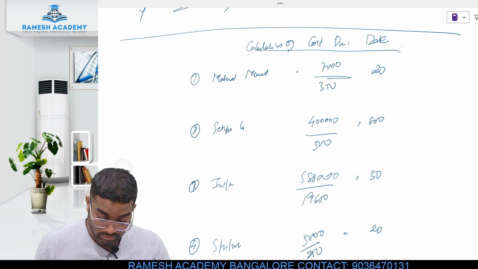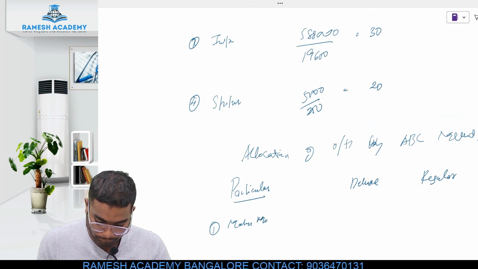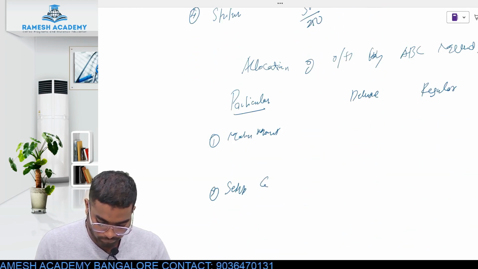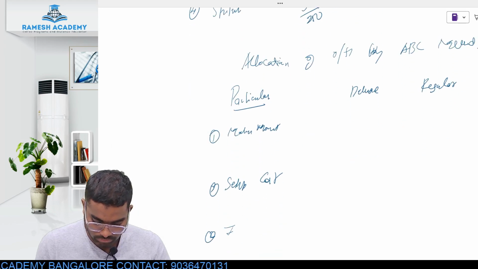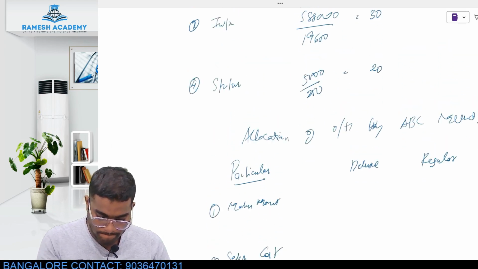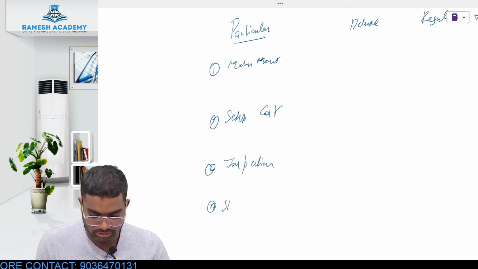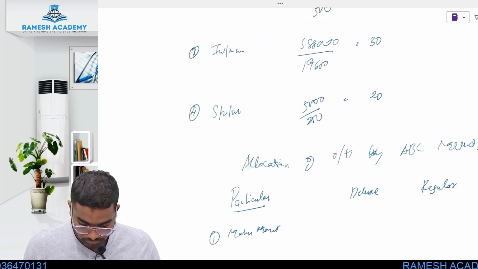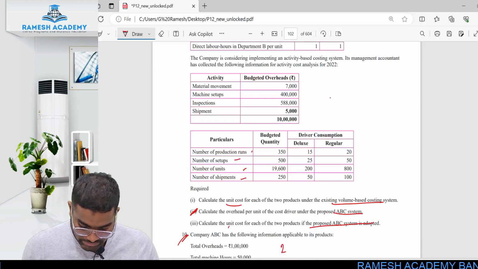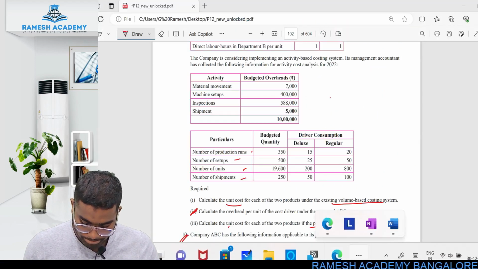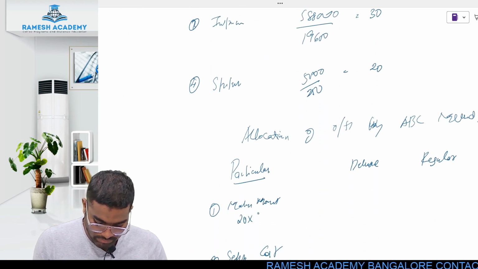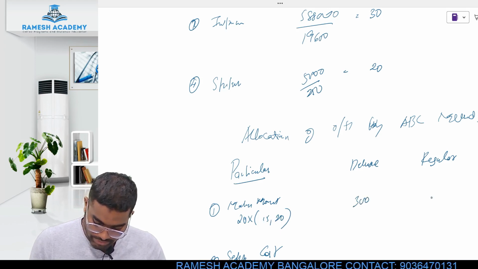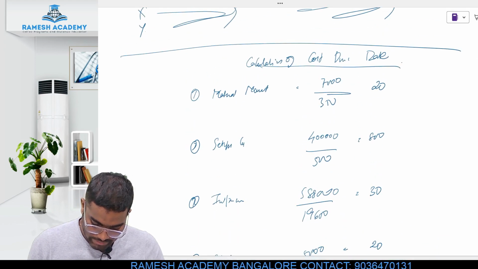Okay, what is my first cost? Material movement. What is my second cost? Setup cost. What is my third cost? Inspection. And the fourth one is shipment. Just multiply with the individual volume, that's it. Material movement is 20. Okay, 20 into 15 and 20. 20 into 15 is 300. 20 into 20 is 400. Simple. Next I have 800 setup cost.